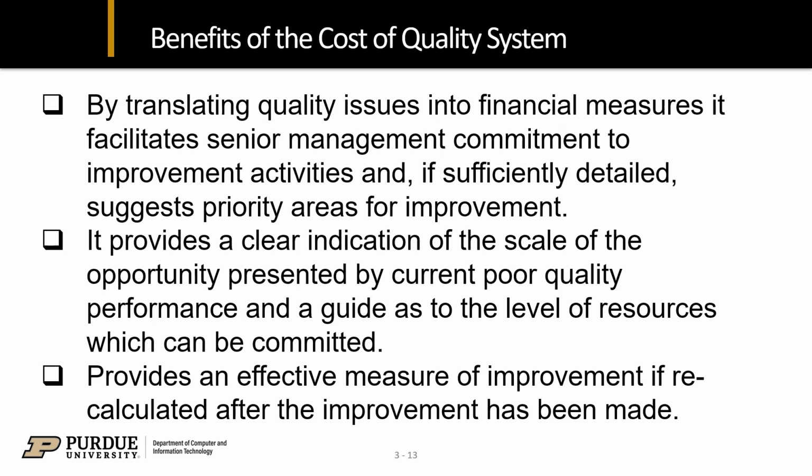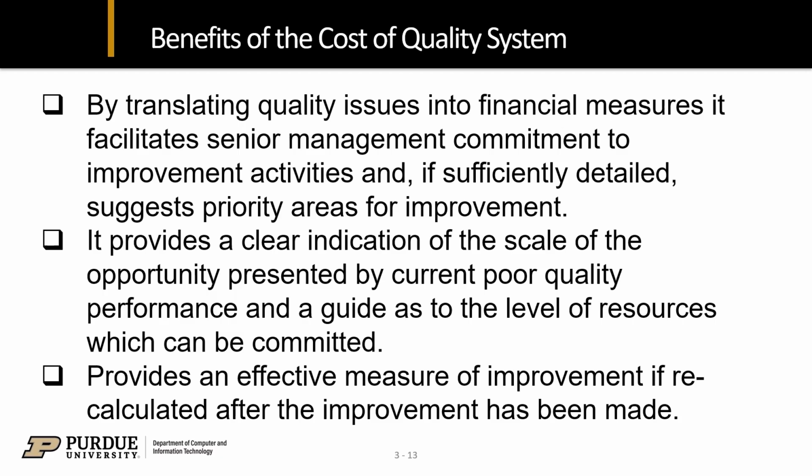So the benefits of using the cost of quality system is, number one, that we can translate quality issues into financial measures. And senior management and accountants love to see things in terms of dollars. Number two, it provides a clear indication of the scale of the opportunity presented by current poor quality performance and a guide as to the level of resources which can be committed. And number three, it provides an effective measurement of improvement if recalculated after improvement has been made. So again, we can recalculate those costs to see if we have improved.